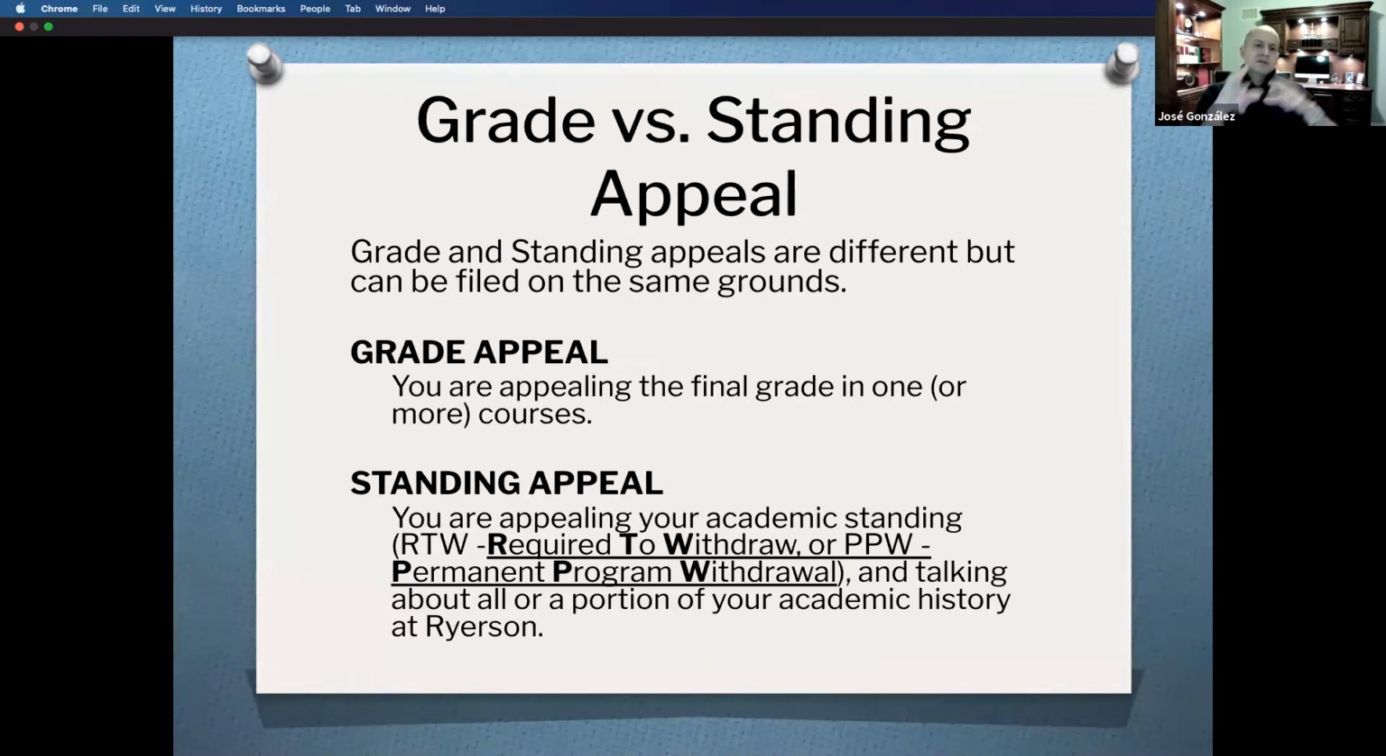Sometimes with a grade appeal, if you have an issue with a course, your standing might be fine. You might not necessarily have issues with your standing. Or the other way around, if you have issues with your academic standing, then we'll be talking about how you can also file a grade appeal.